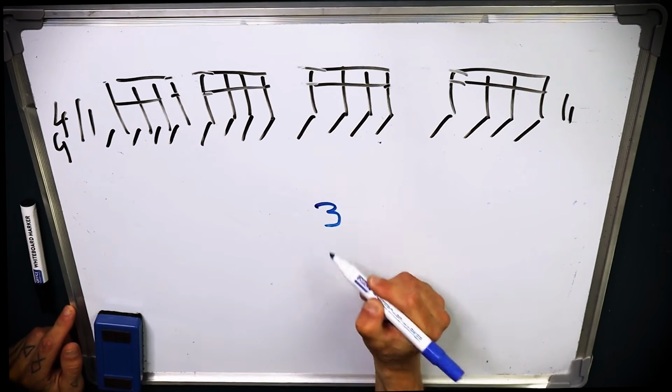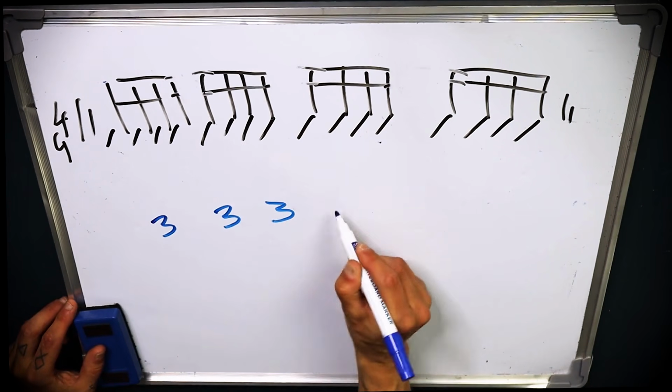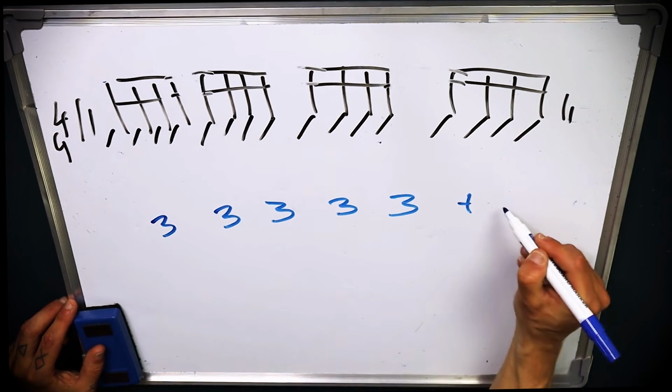So let's actually explore one more super useful pattern, which is 3. So how many 3s can we play in one bar fill? 5 times. Cool. So we can play 3, 3, 3, 3, 3, plus 1, because 5 times 3 is 15.